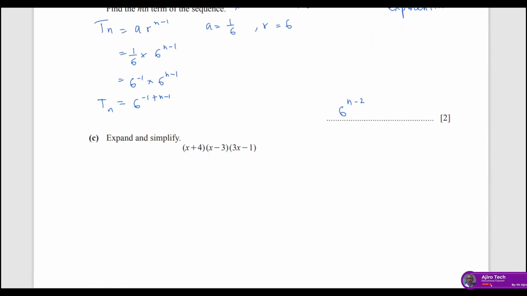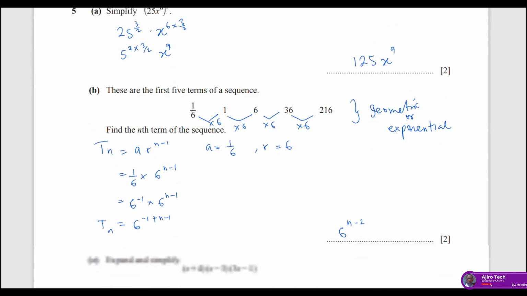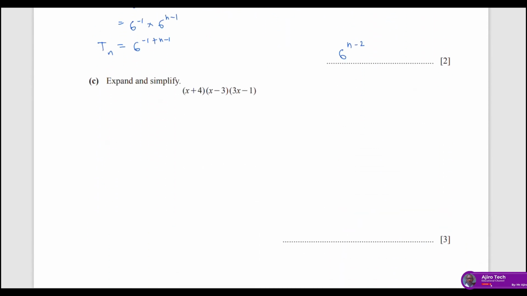Now expand this one. This is number 5C. First of all, expand the first two. So we have x plus 4 into x minus 3, which is x into x minus 3 plus 4 into x minus 3. That is x squared minus 3x, then plus 4x minus 12. We have x squared plus x minus 12.